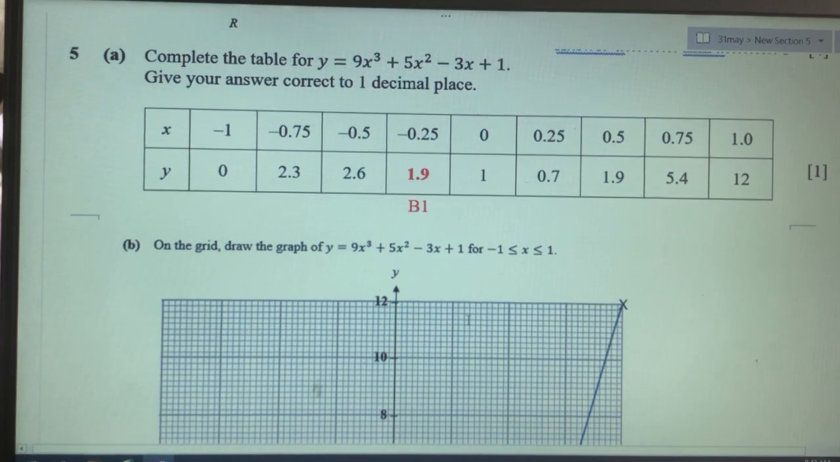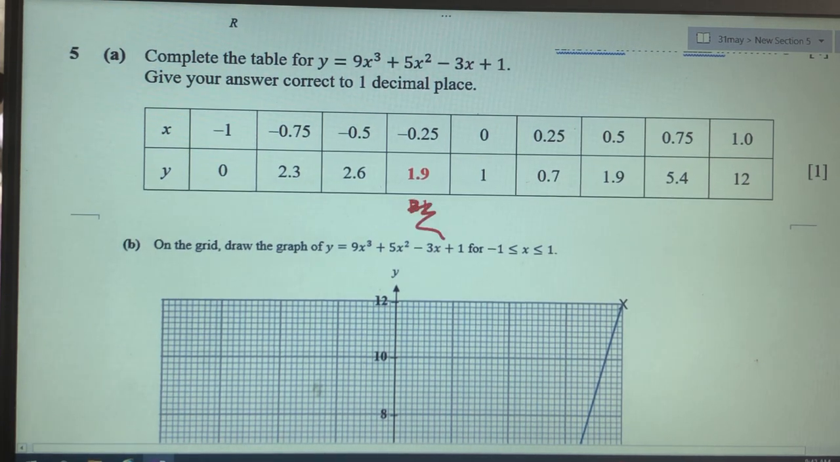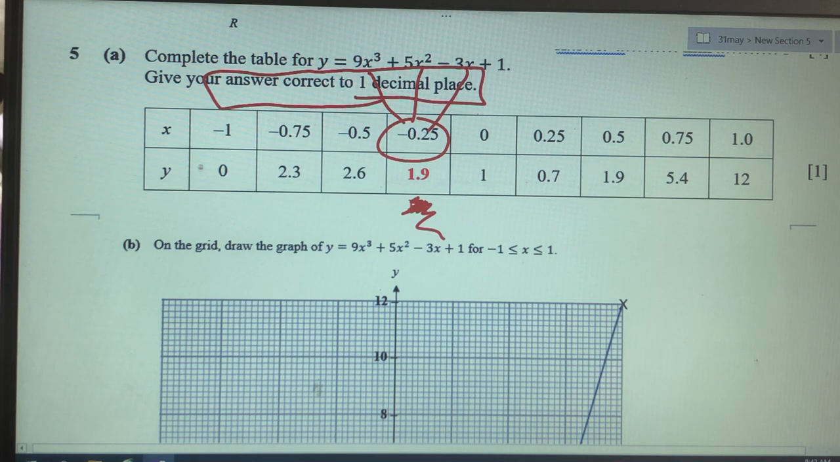Now, this question, there is a blank here for you to fill in. You just sub this here. Make sure you put the brackets. Then you will be able to get 1.9. Follow the accuracy of the question, because they say all these are rounded off to 1 dB. So this must be 1 dB. Very important.